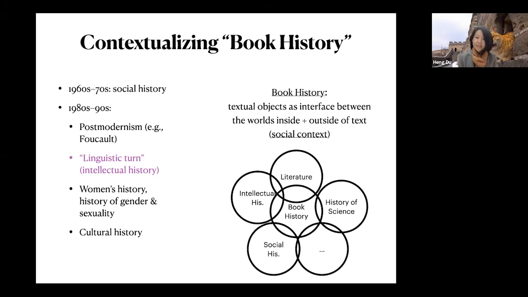I think the other interesting and exciting aspect of book history is that it's a very young and interdisciplinary field. If you go to a book history conference, everyone in the room would come from various different sub-disciplines of history, as well as the study of literature or economics, whatnot. This is my way of positioning myself in this larger historical background.